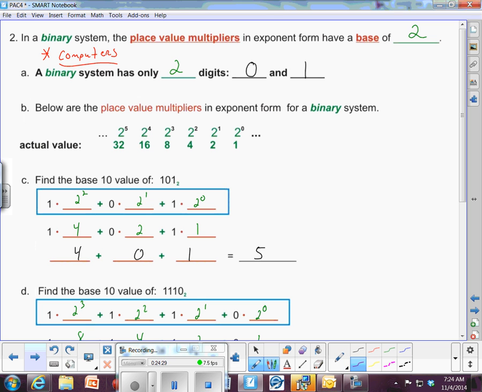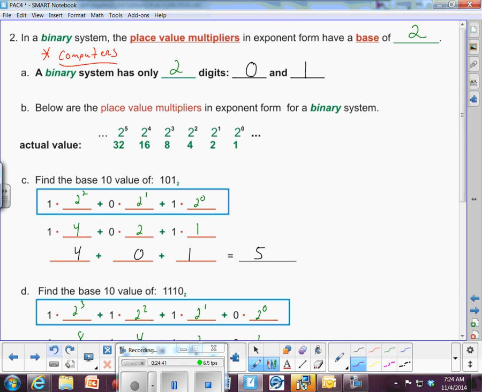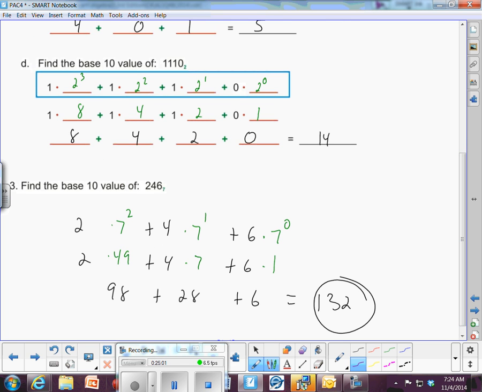Then we went to a binary system, very important binary, because computers work on a binary system. It's going to be base 2. What is base 2? Base 2 is simply a factor of zeros and ones, right? What are those two digits? 0 and 1. How are you going to figure out the system? Start with the base to the 0 power and get its actual value and keep working your way across. And then we did a couple examples there. We even did an example of base 7.